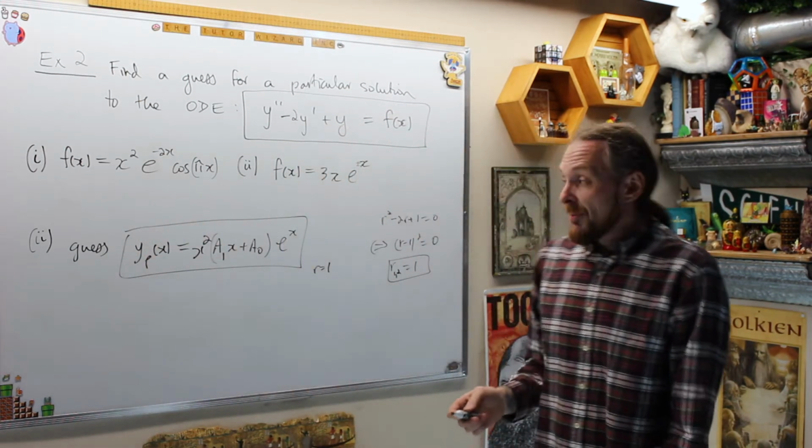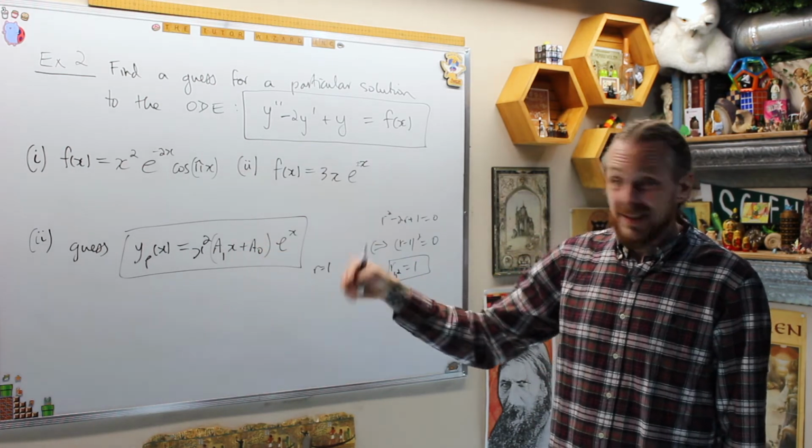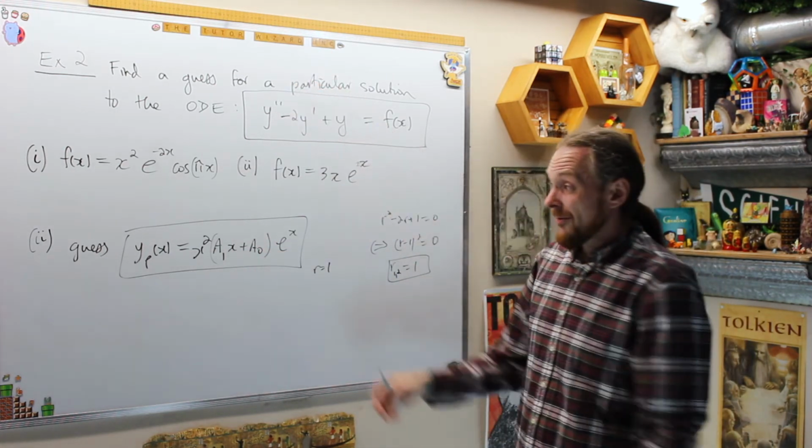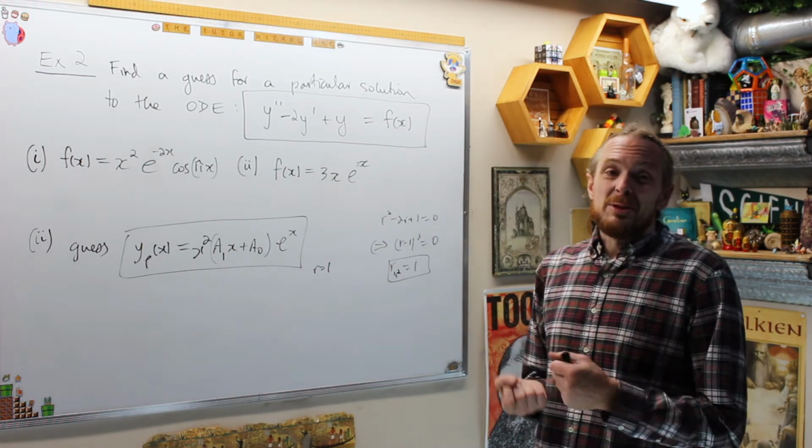That is the guess we should be making. And again, what are we going to do? You're going to simplify that. You're going to take the derivative twice, and then you're going to put it back into here and then solve for a1 and a0. Now, what we're going to do is talk about superposition.